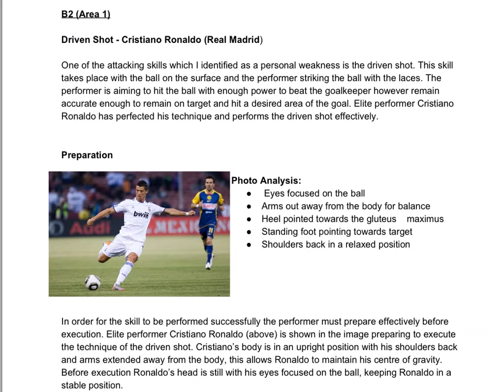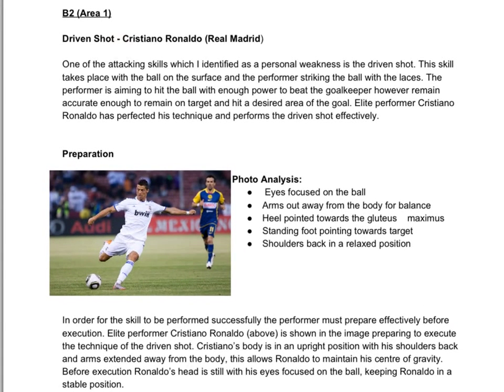So this one's on football, as you can see, and the skill or weakness chosen is a driven shot. So they've started with the elite performer, which is B2, and we've got Cristiano Ronaldo, which is clearly named here, which is a good start. It goes into the first phase, preparation. Good photo, really good photo, with some good little prompts on here, looking at what's happening in the photo. So, starting off with some good technical points.